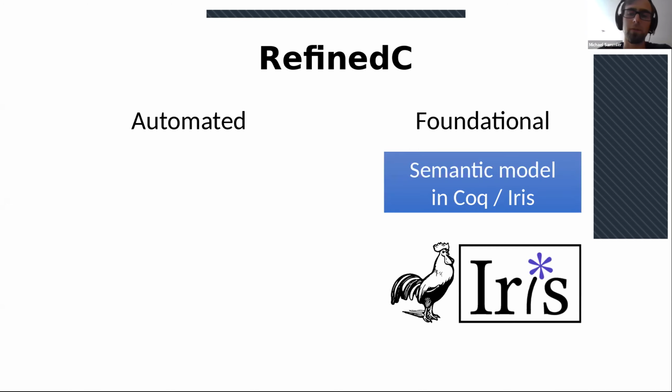For the foundational part, RefinedC is based on top of the Iris program logic embedded in the Coq proof assistant. So you use your separation logic, a bit similar to VST and VeriFast, to reason about these C programs and generate these foundational proofs using Iris. And we can also use Coq as the specification language, similar to VST, and you can define your mathematical model in Coq and prove lemmas about it there.